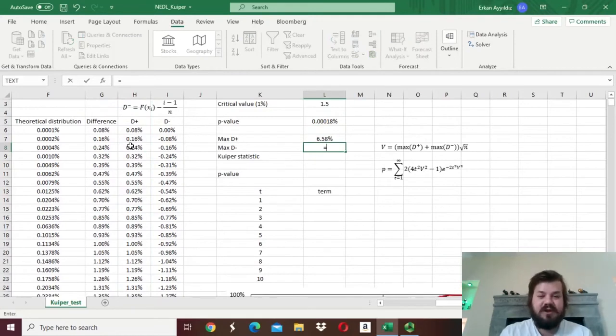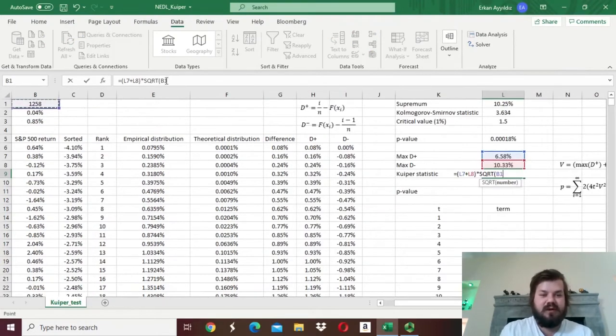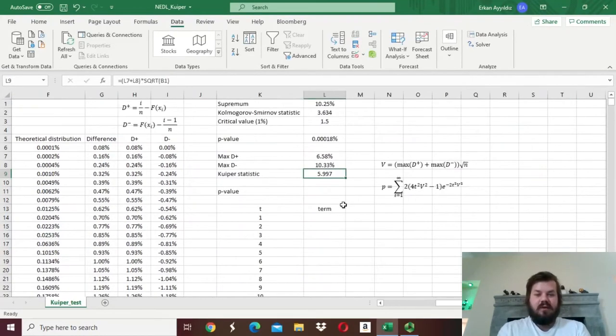And for the maximum negative deviation, we apply the maximum function to the D minus array, and we get 10.33%. And now we can calculate the Kuiper statistic by just adding the two together and multiplying it by the square root of the total number of observations. Here it's B1. And we get the Kuiper statistic of roughly 5.997. Now we need to convert the Kuiper statistic into a respective p-value that would tell us what is the probability, according to the Kuiper test, that the S&P 500 returns do really follow the normal distribution, if we treat negative and positive deviations from the empirical distribution functions separately.